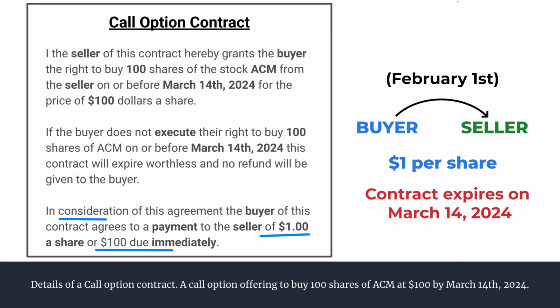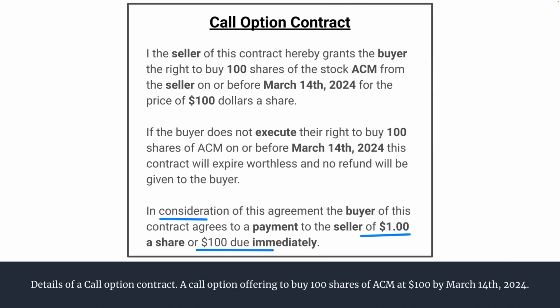So the seller of this contract is going to bet that ACM is not over $100 a share on March 14th. And the buyer of this contract is making a bet that ACM will be above $100 on March 14th, 2024. The seller is hoping to collect that premium and have the contract expire worthless. The buyer is hoping ACM goes up in value, so the value of this contract becomes much, much more. And we'll explore the mechanics of that in further slides.